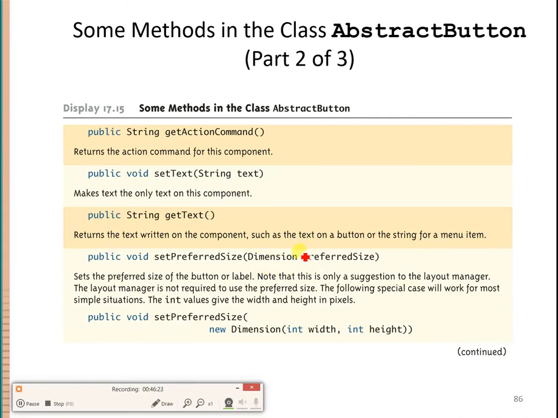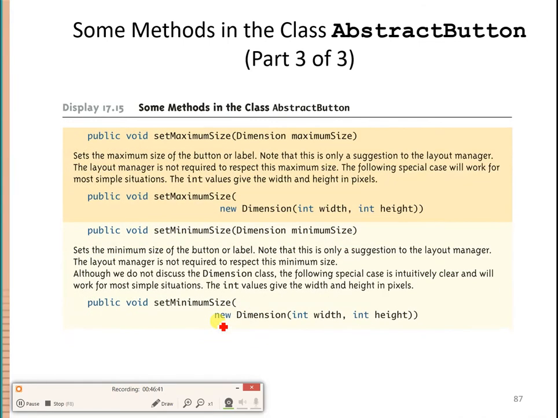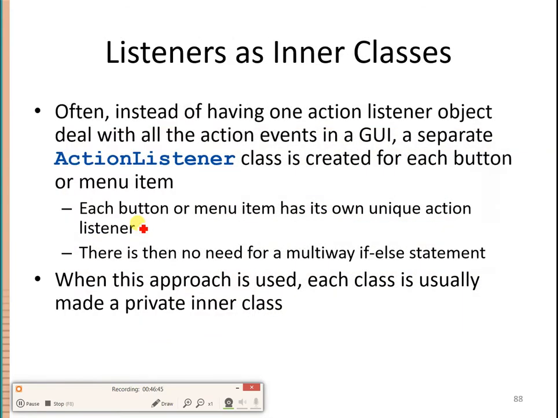We are passing the object of the class Dimension. So alternatively, we can write this as, in the set preferred size, we are creating the anonymous object of the class Dimension, and we are passing the width and height to the Dimension object to set the preferred size for these components. Again, more methods are there, so I'm not going to discuss them. You can see the definitions later.